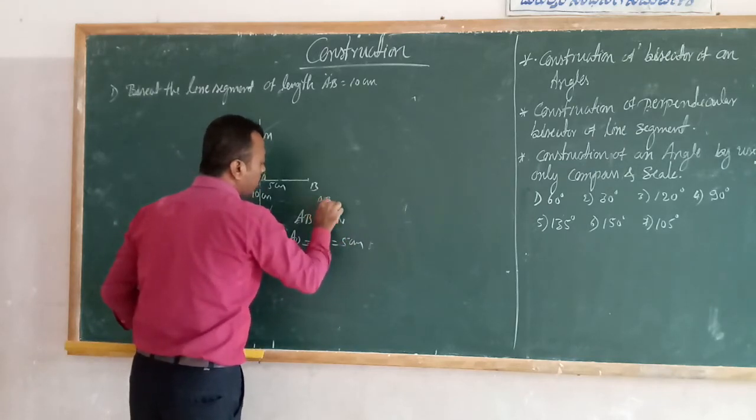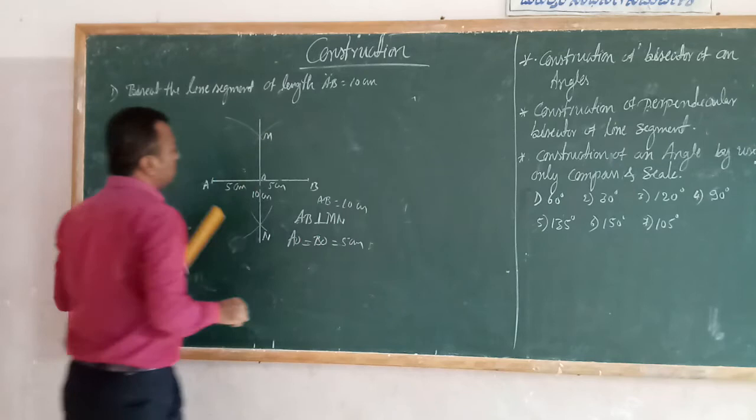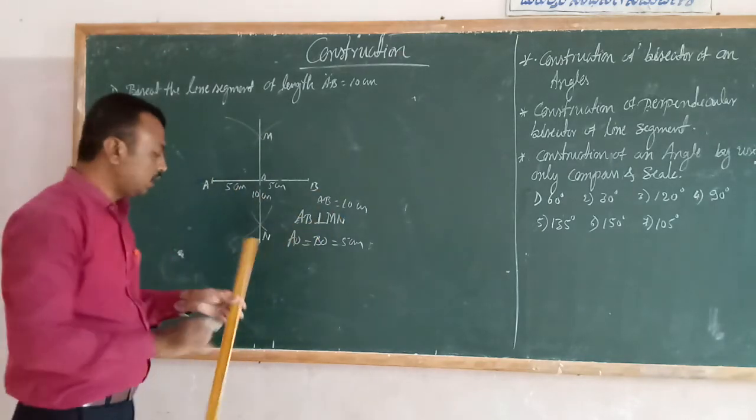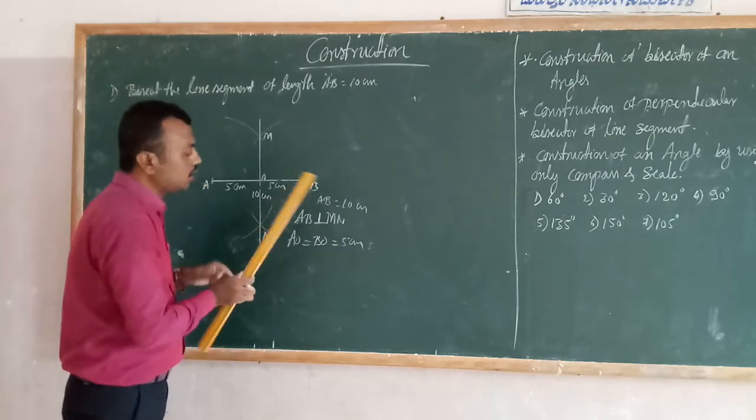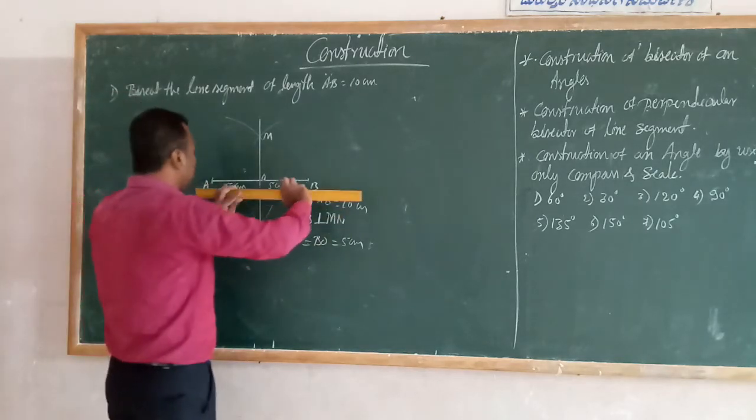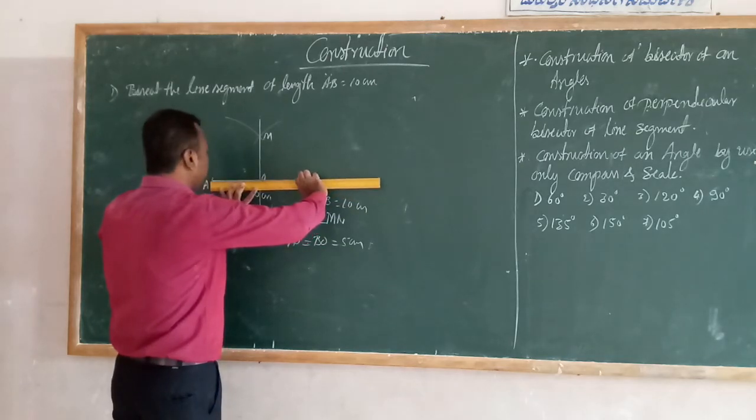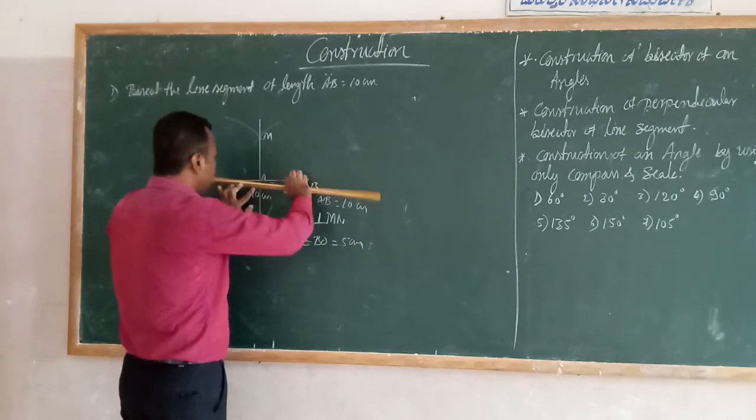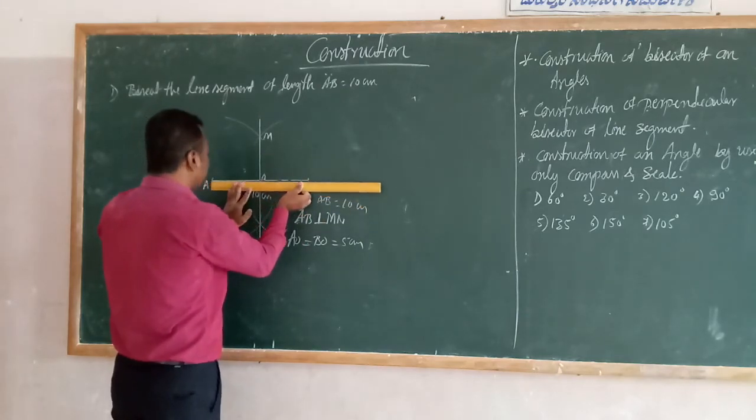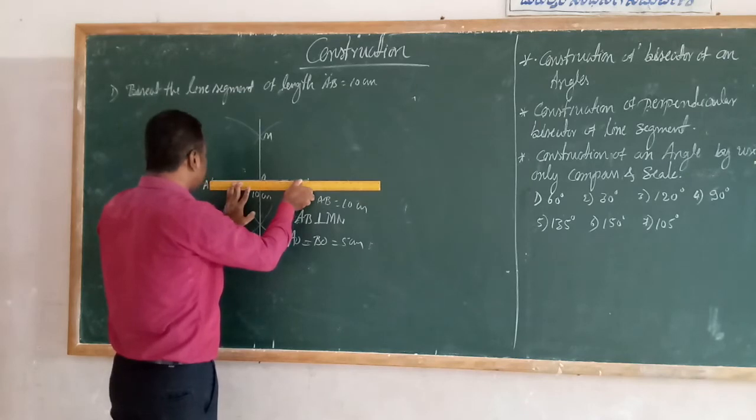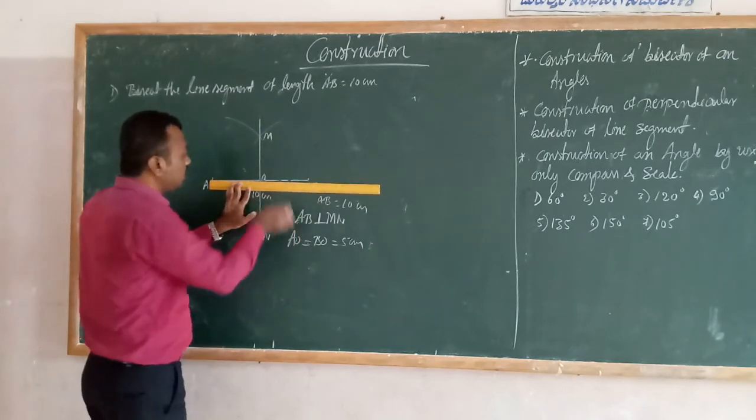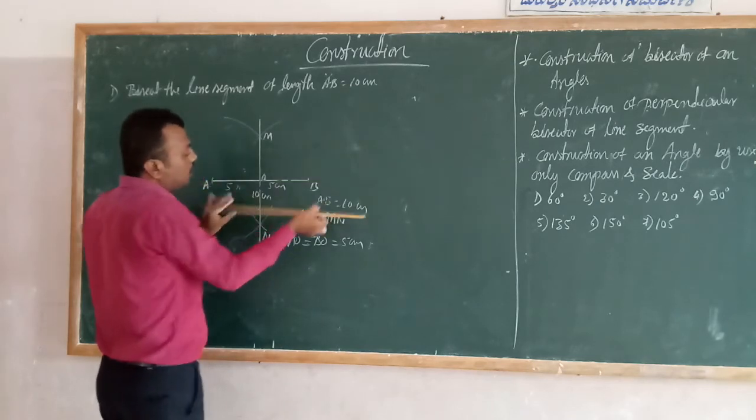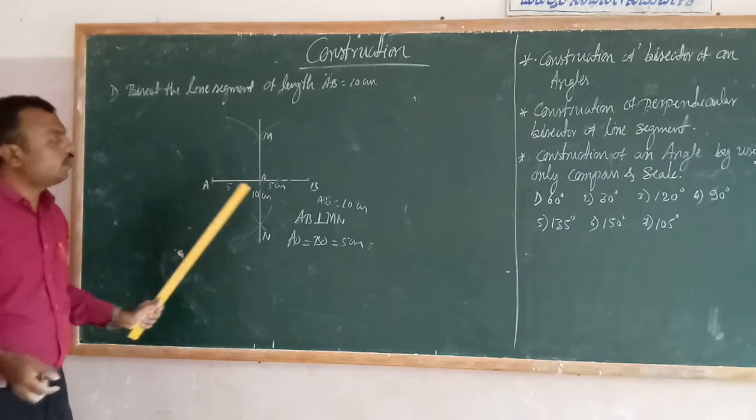AB, first of all, how much centimeter? 10 centimeter. So if you bisect the 10 centimeter, each part will become 5 centimeter. Let us check it. I will take 14 centimeter. You can take 10 centimeter, I will take 14 centimeter. See, it becomes 7. This is 7 and this is also 7. 14. Is it right? So each part will become equal to each other.